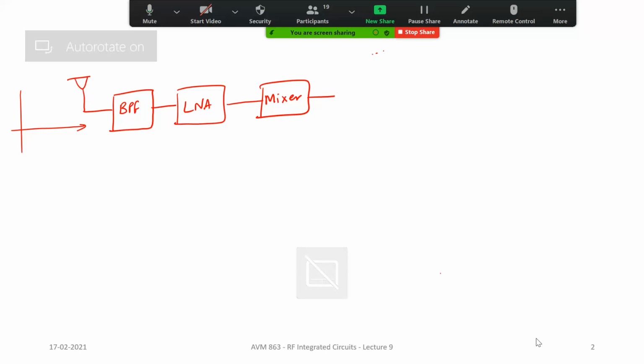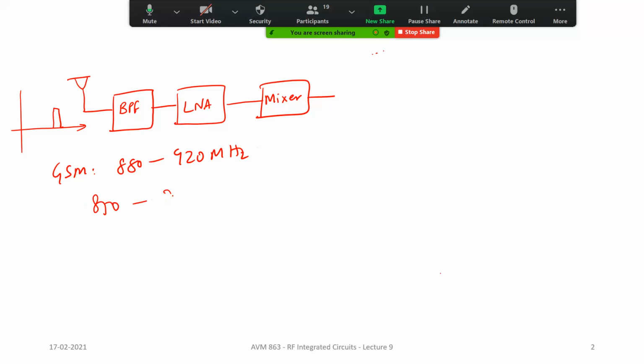All right. Anyway, so here what happens is you have a very large spectrum, and this band pass filter usually is a very high Q filter. For example, if it is a GSM signal, and GSM band is I think roughly 880 to 920 megahertz, maybe this band pass filter will encompass some, let's say, 850 to 950 or 930 megahertz, something like this. Okay, and this band pass filter will have very sharp roll off.